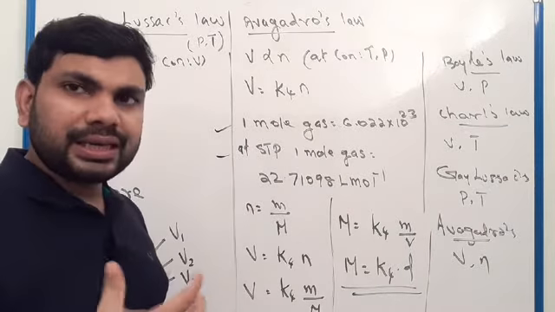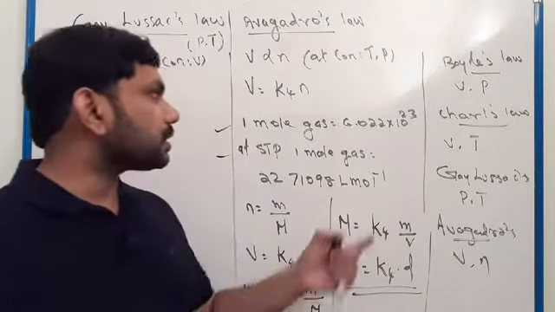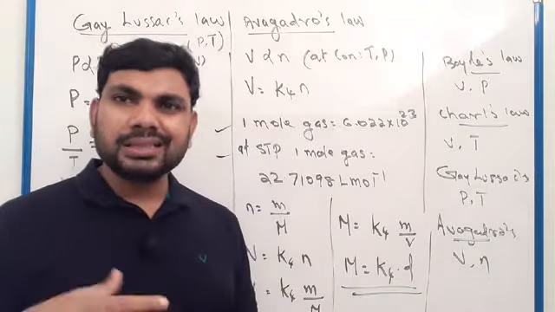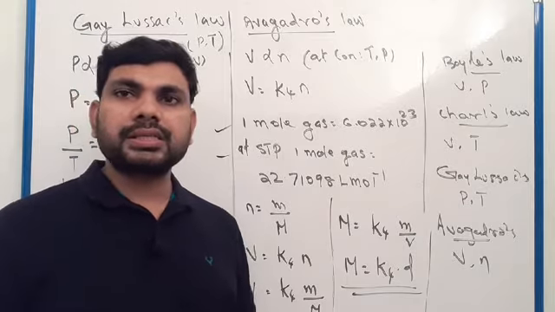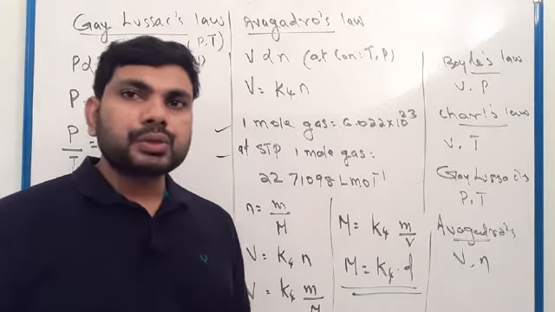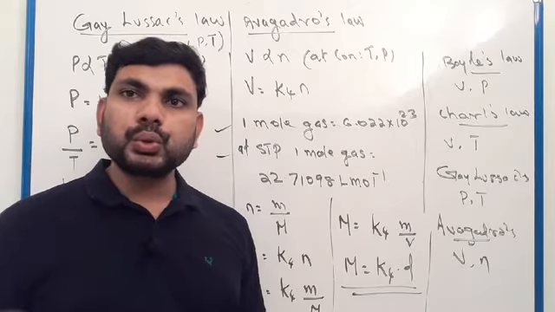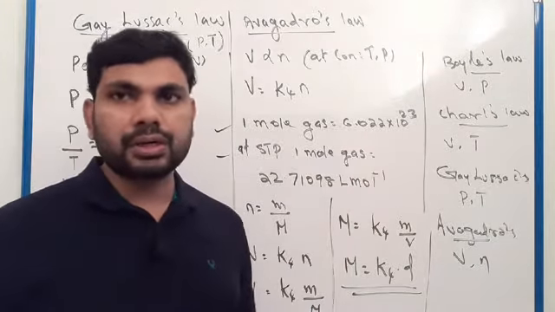Also remember two more points. 1 mole of any gas contains 6.022 into 10 power 23 particles. This number is called the Avogadro constant. You learned this in the previous chapter.